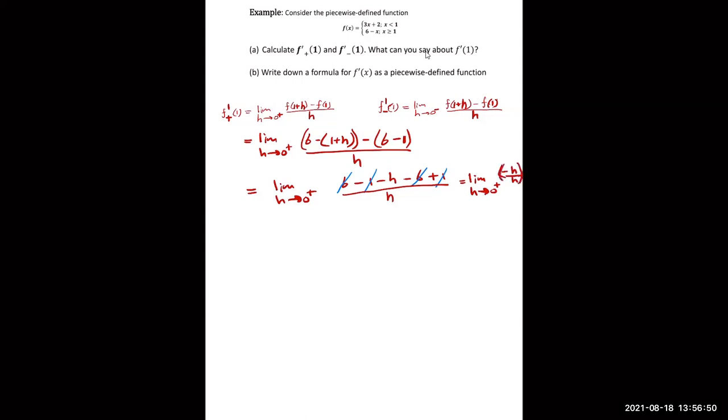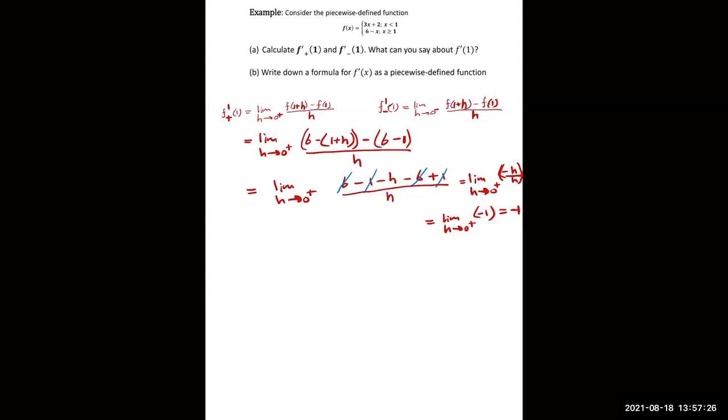Now again, by cancellation law, I can cancel this h and h. You get minus 1. So the limit as h approaches 0 of minus 1 is just minus 1. Maybe let me write one more step here to make it clear to you. This is equal to the limit as h approaches 0 from the positive side of minus 1, which is equal to minus 1, because minus 1 is a constant. Nothing happens to minus 1 as h approaches 0. Okay, so that is minus 1.